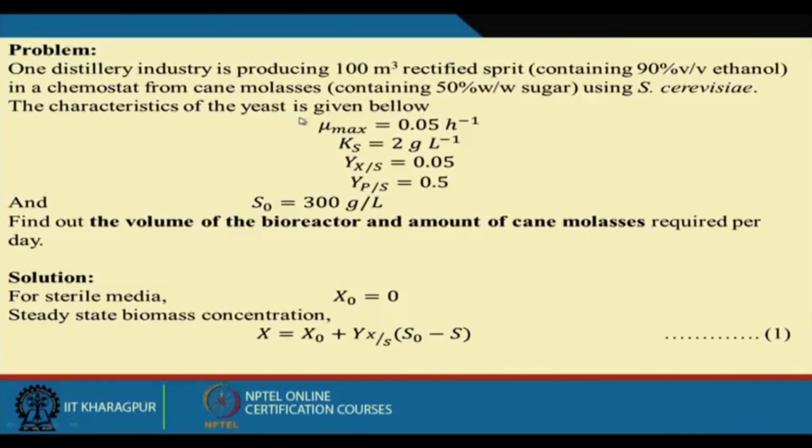The characteristics of the yeast cell are given here. Okay, this is under anaerobic condition. Under aerobic condition, the characteristics of the organism will be different. So mu max is 0.05 hour inverse, Ks is 2 gram per liter, Yx/S is 0.05, Yp/S, P meaning ethanol, gram of ethanol per gram of substrate consumed, is 0.5, and S0 is 300 gram per liter. Find out the volume of the bioreactor and the amount of cane molasses required per day.